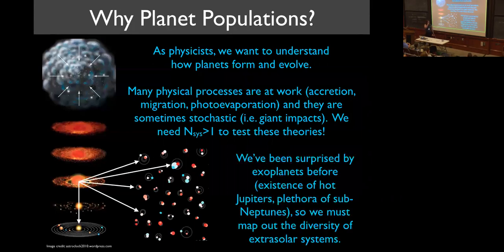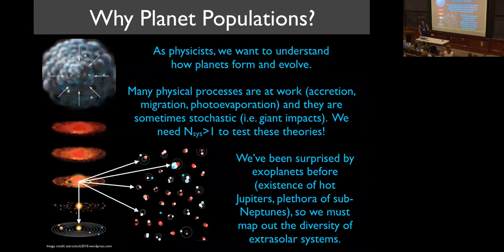Okay, the final kind of note here is that we've been really surprised by exoplanets before. The existence of hot Jupiters, that really surprised people. And then shortly after Kepler was launched and started kind of teasing us with first results, just the plethora of sub-Neptune super-Earth planets. We had no real expectation that there were going to be that many planets between the size of Earth and the size of Neptune based on our own solar system. So we've been surprised twice in 2 decades. We're not going to stop being surprised. We really need to understand and we need to map out the full diversity of extrasolar systems here.